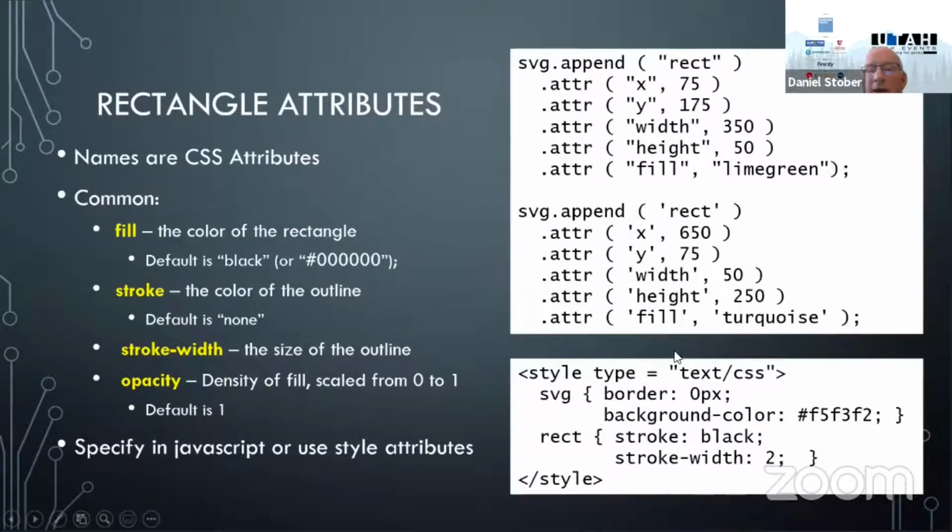The other way that we can address the color is by using the CSS style. And so you see down below, I'm addressing a couple of the other attributes that could be part of a rectangle. The stroke refers to the line around the outside of it, and the stroke width then refers to how wide the stroke is around the outside of it.